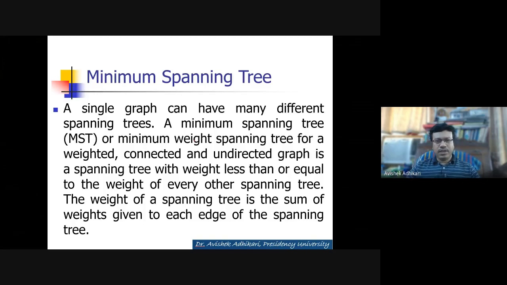So a graph is there. A single graph may have different spanning trees. A minimum spanning tree, or the minimum weight spanning tree, for a weighted, connected, and undirected graph is a spanning tree with weight less than or equal to the weight of every other spanning tree. That's why it is called a minimum spanning tree. The weight of a spanning tree is the sum of weights given to each edge of the spanning tree. So now I think the definition is quite clear to all of you.